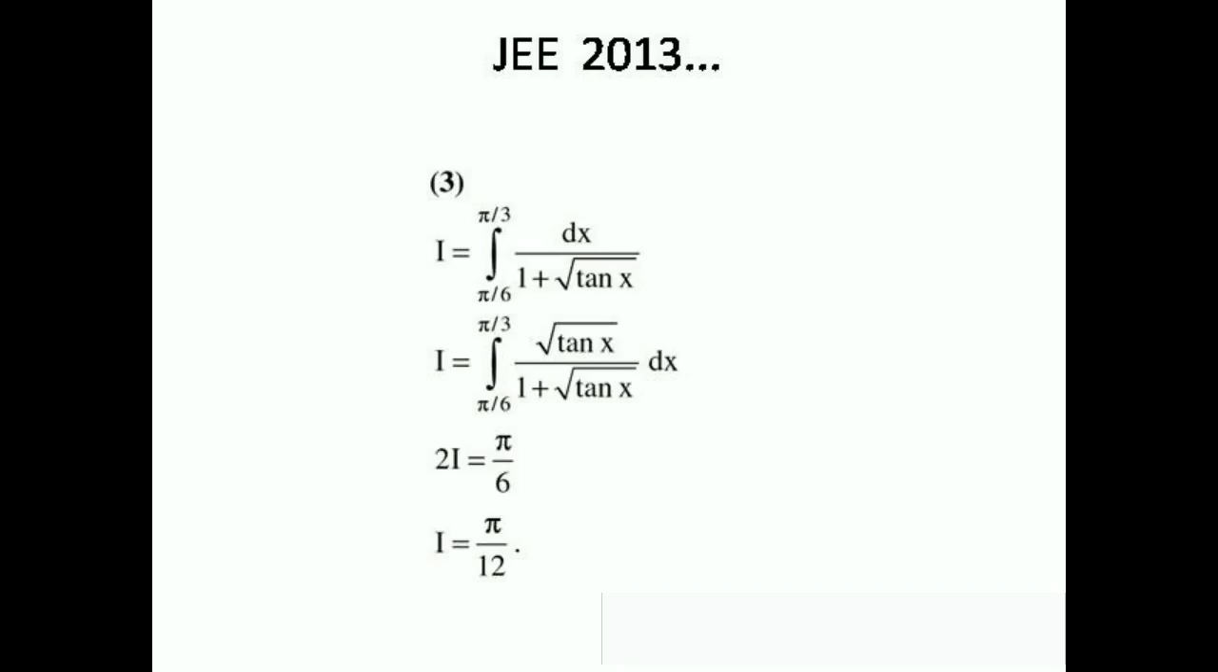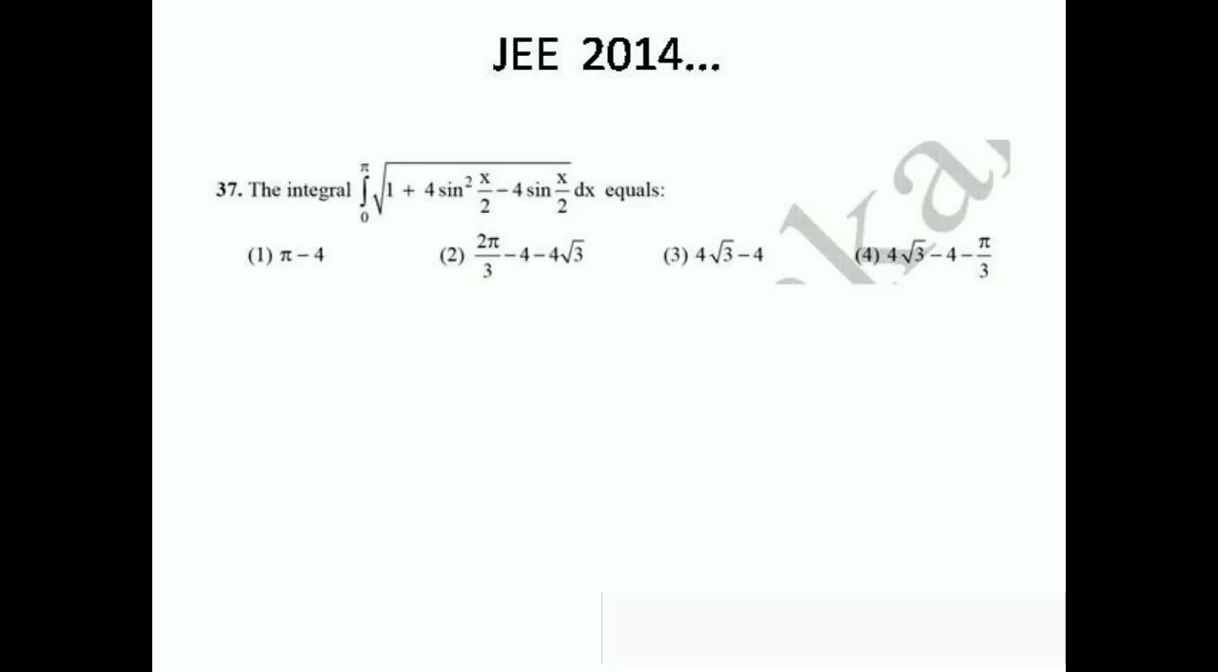Okay, let's see one more example. This was asked in JEE 2014. What they say: the integral from 0 to pi of the square root of 1 plus 4 sin square x by 2 minus 4 sin x by 2 dx equals to. Very easy sum. See friends, this is the formula, this is the whole equation.